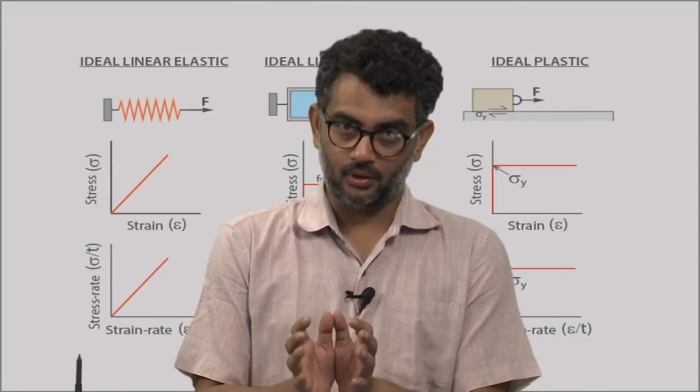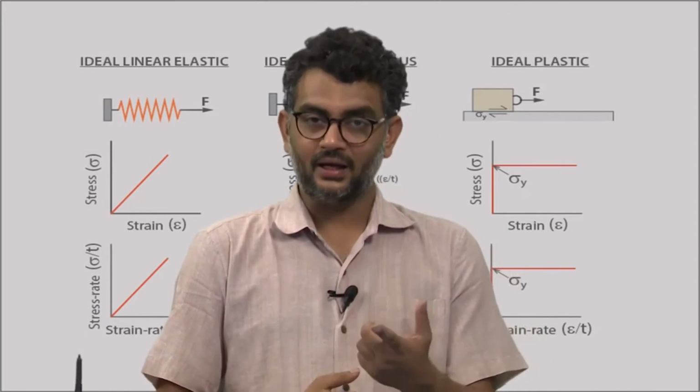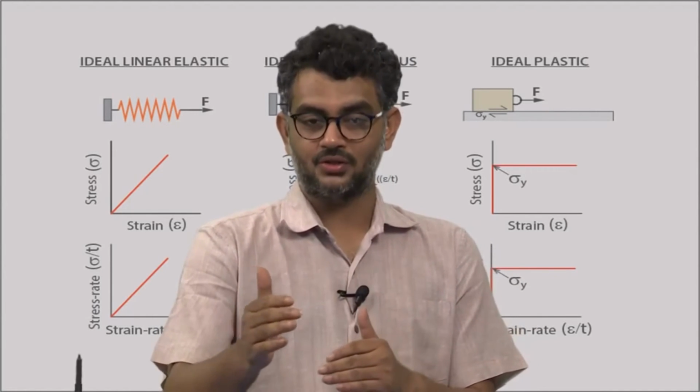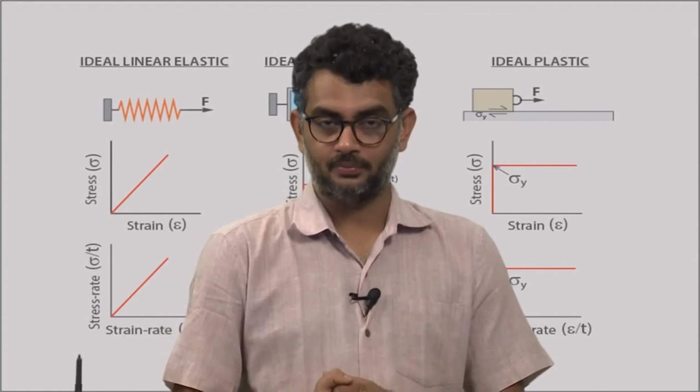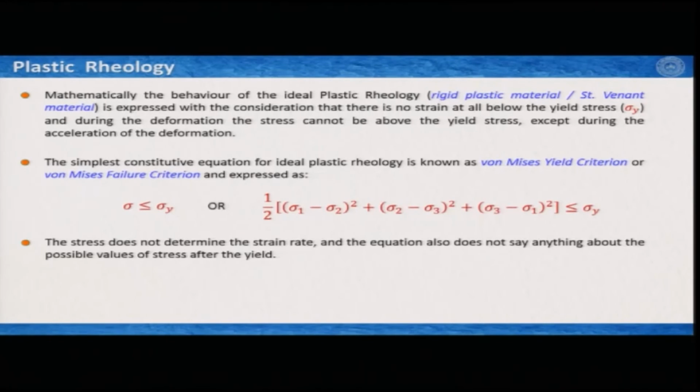Now, this is a little complex in terms of statements, but in general you are not accelerating your material while you are deforming it, that is the first. And second, that at the very beginning, before you reach yield stress, there is no elastic deformation, and this relationship is explained by this equation sigma, that is your overall stress is less than or equal to the yield stress, and this is known as von Mises yield criteria or von Mises failure criterion.